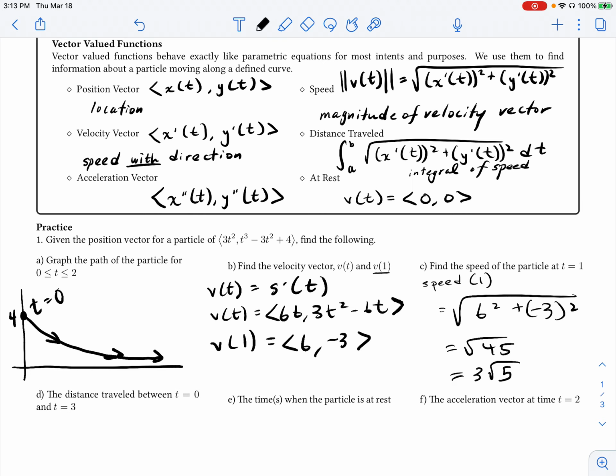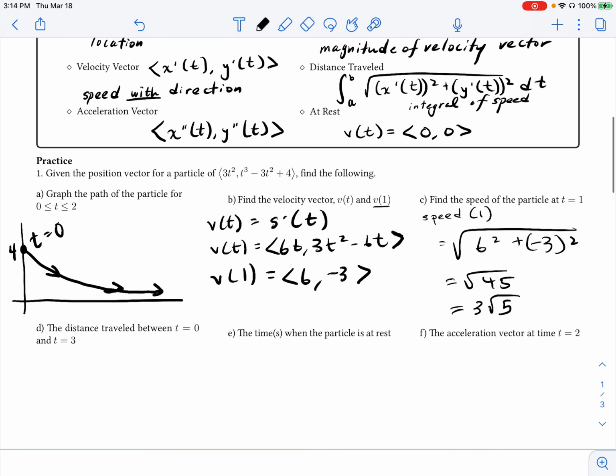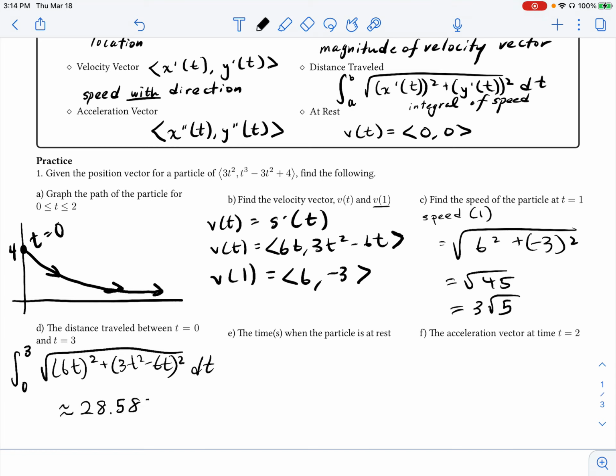All right, now let's look at the distance traveled between t is equal to 0 and t is equal to 3. I know t is equal to 3 is beyond what we graphed, but I think we can still do it without it. So think about what that would look like. We would find the integral from 0 up to 3 of our speed. So we're going to integrate our speed. That's going to give us our arc length. So we would say the integral of the square root of (6t) squared plus (3t squared minus 6t) squared, all with respect to t. And if you punch that into your calculator, you should get approximately 28.583.